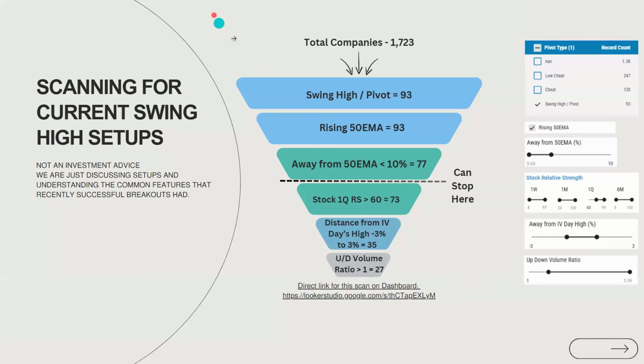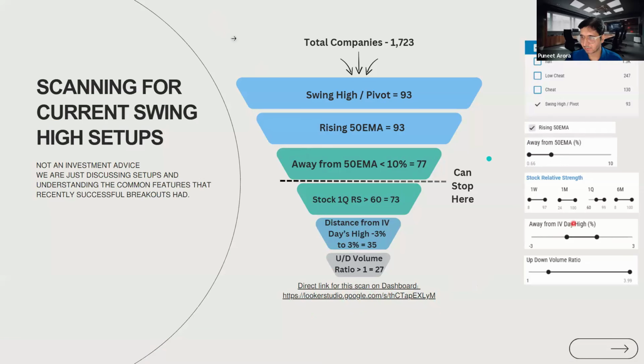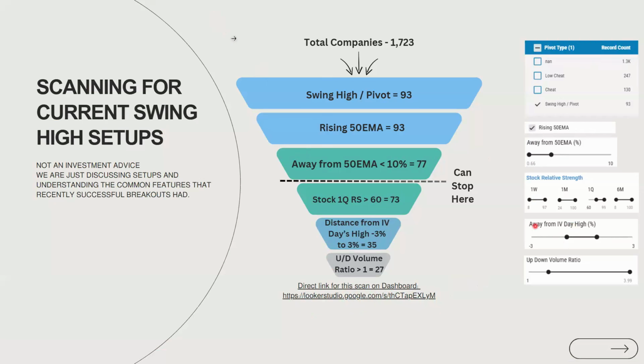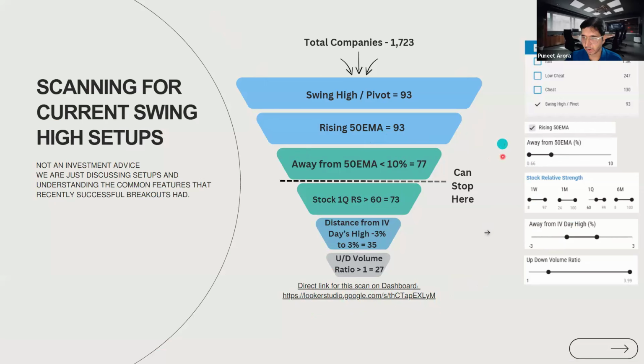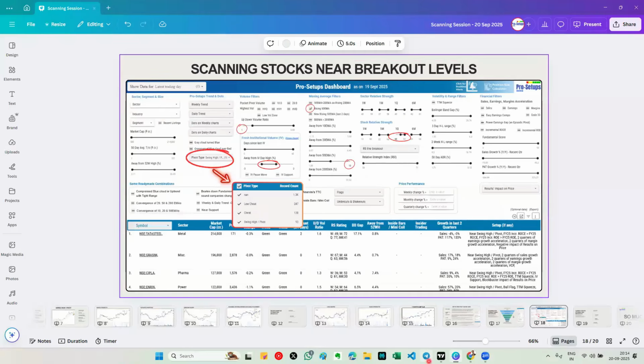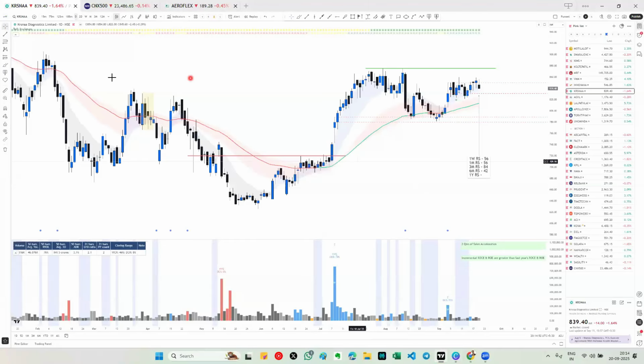Thank you, Punit. Thank you. Punit, you said you will show in TradingView how to set up the things. Yeah.